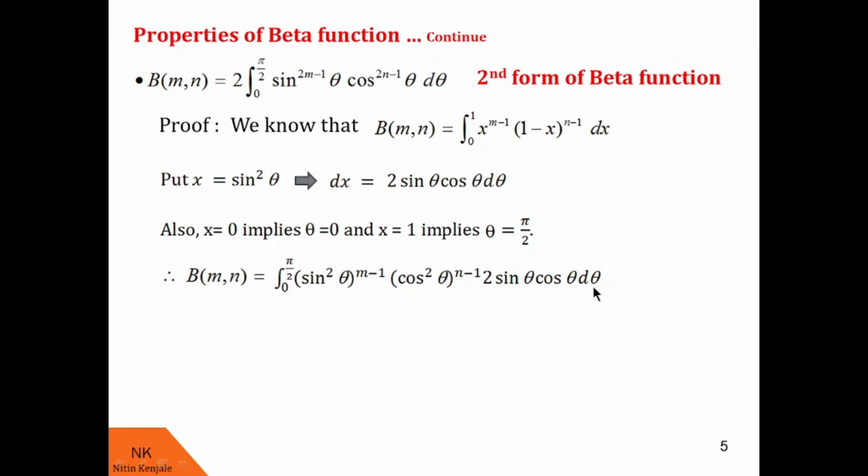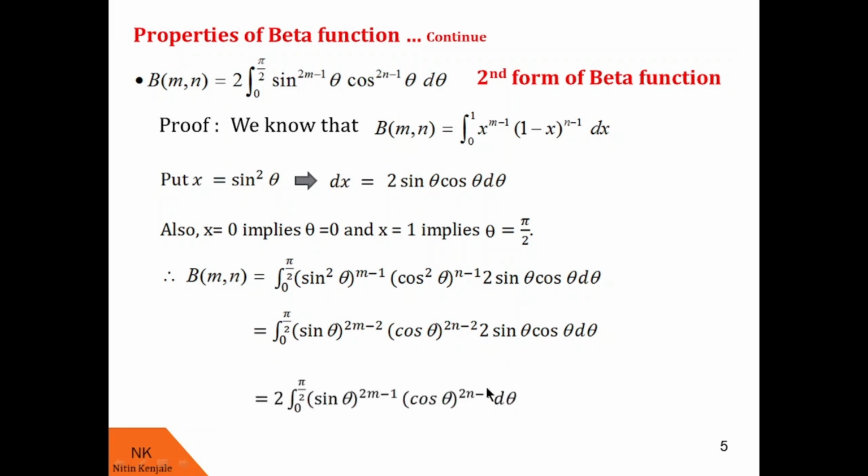Now let us simplify this. First of all, we'll take out this constant 2. Then this sine square theta raised to m minus 1 can be written as sine raised to 2m minus 2. Similarly, this cos square theta raised to n minus 1 can be written as cos theta raised to 2n minus 2. Then we add powers of this sine term and this sine. Similarly, this cosine term with this cosine term. So we get twice integral of sine raised to 2m minus 1 theta into cos raised to 2n minus 1 theta d theta over the limit 0 to pi by 2. This is the second form of beta function.